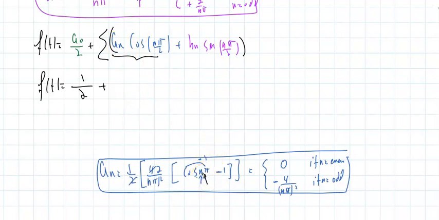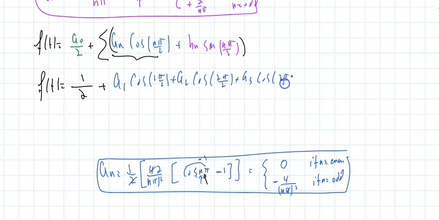If I put a 1 right there, that's negative 1 times negative 1. A sub 1, right? Here, I'll write them out. The cosine of 1 pi over 2t, plus a sub 2, the cosine of 2 pi over 2t, plus a sub 3, the cosine of 3 pi over 2t. Maybe one more, just for the heck of it: the cosine of 4 pi over 2t, and the list goes on.